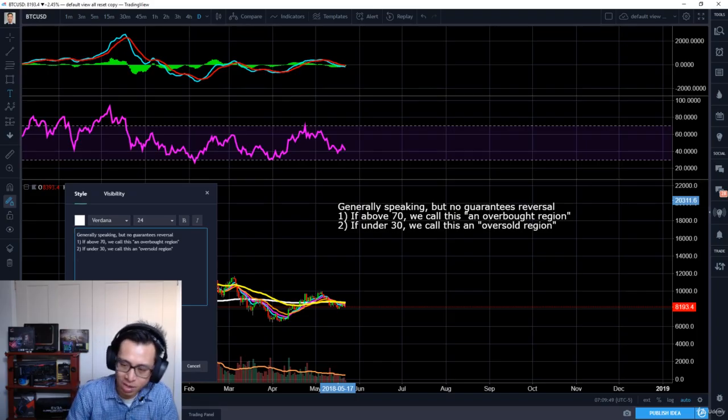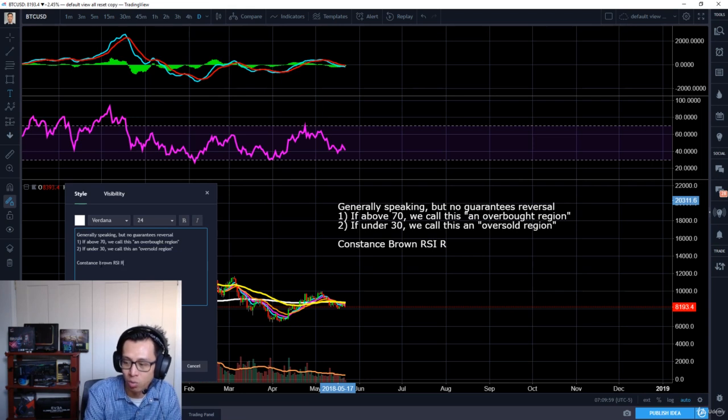Now, more rules that we would like to consider as well, right? According to Constance Brown's RSI rules, these are more advanced rules, that we consider the neutral zone, okay?